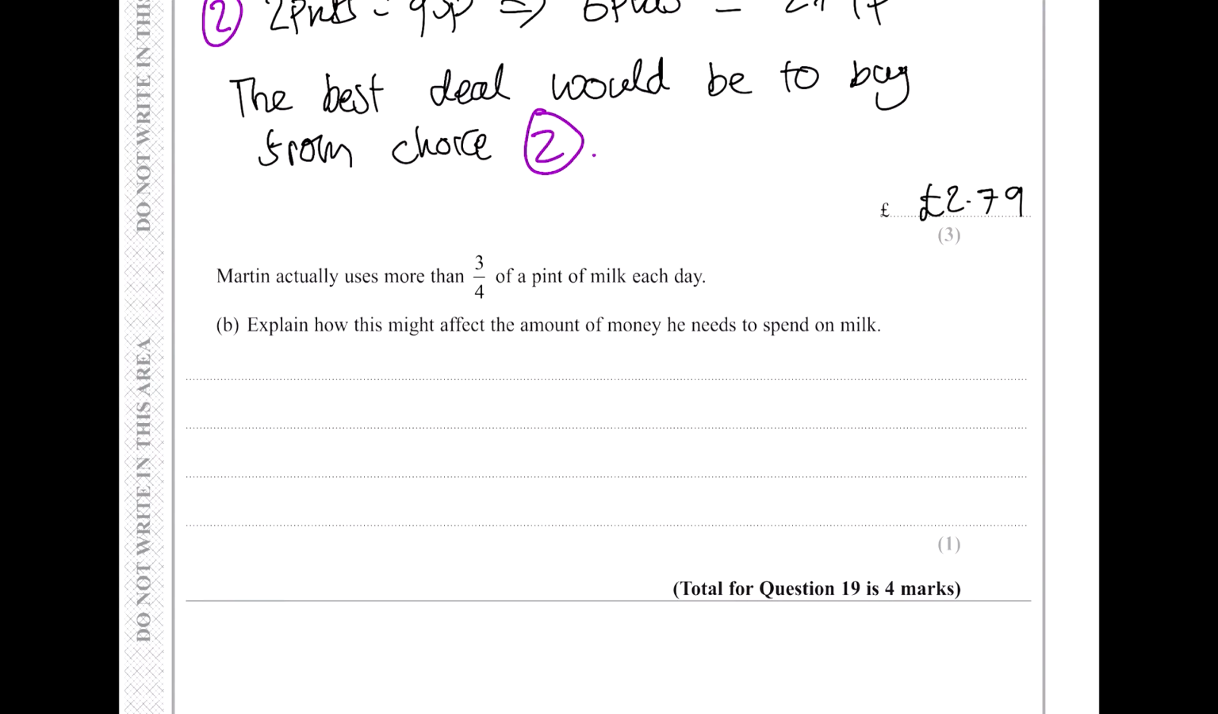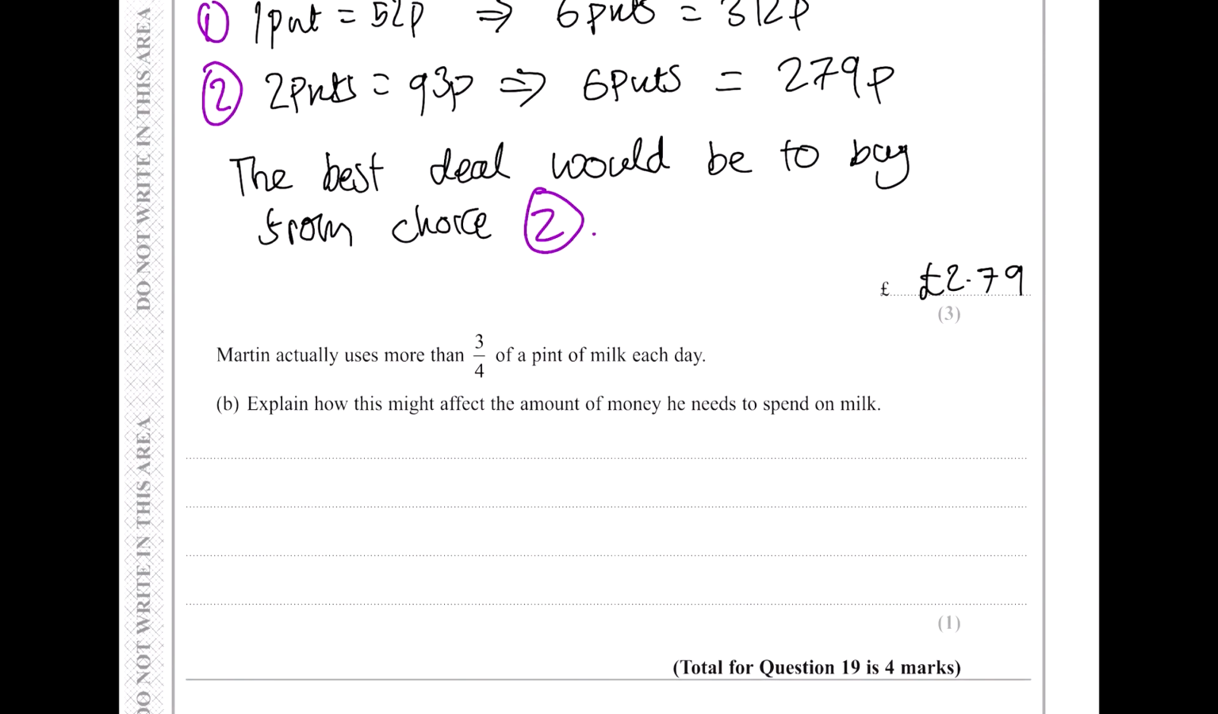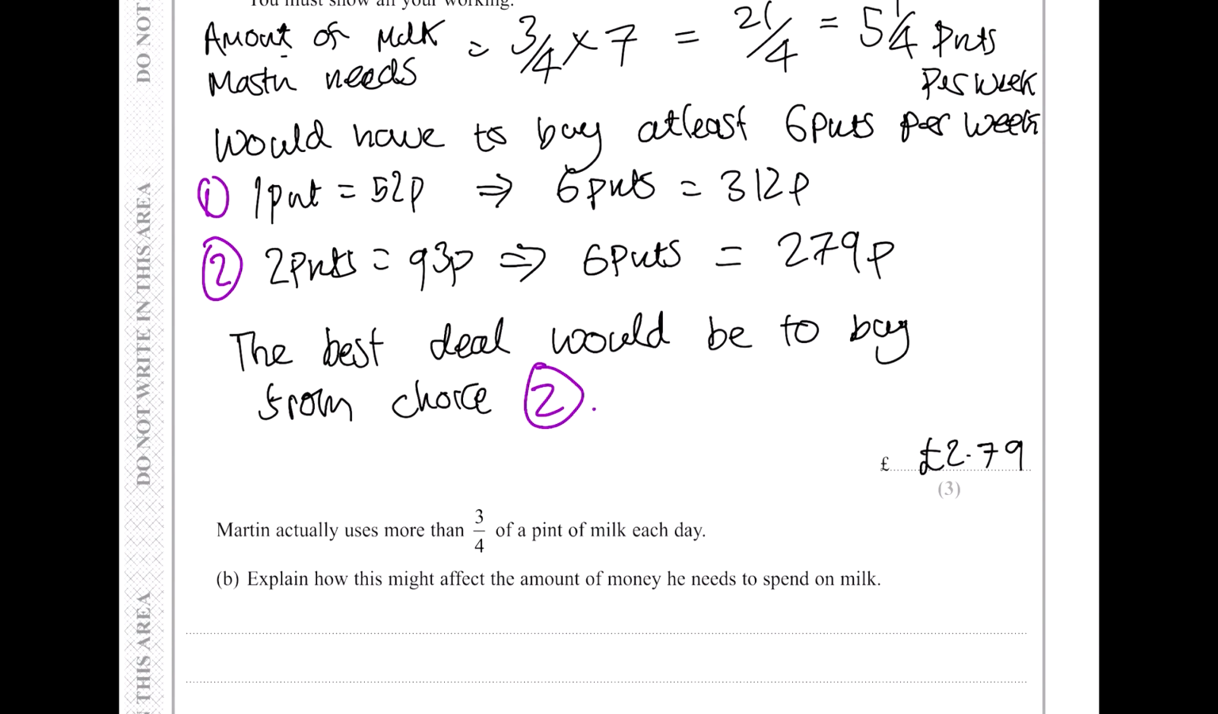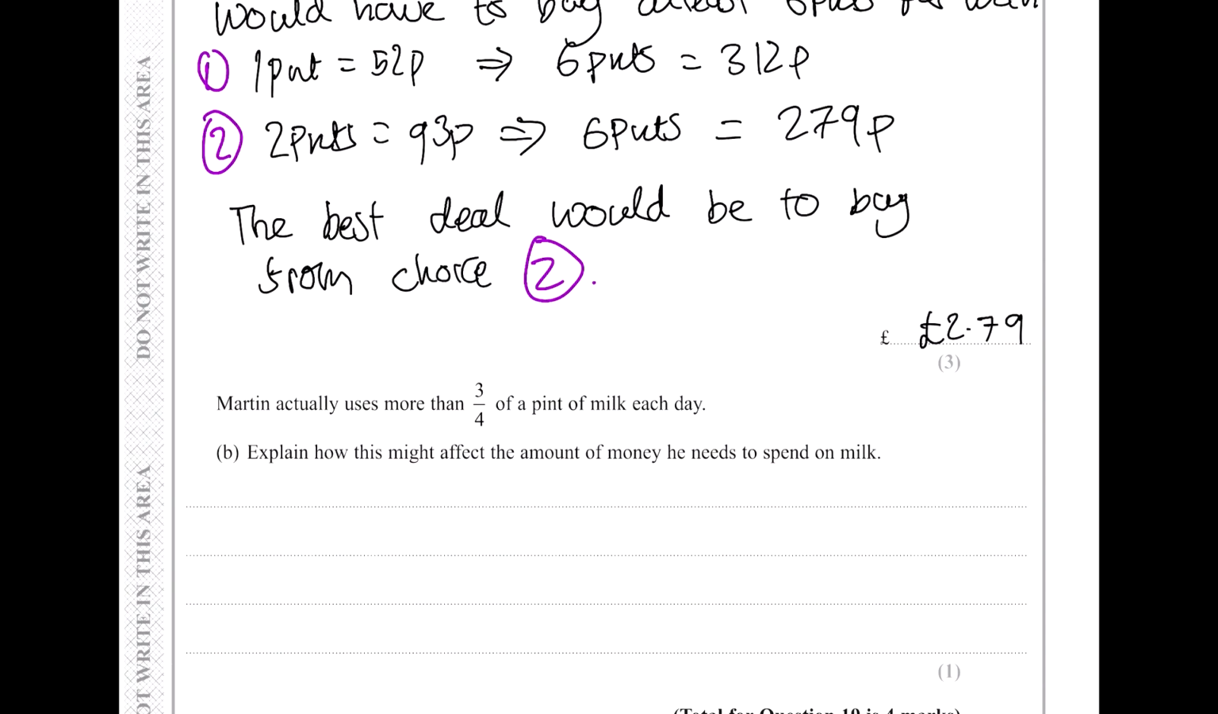So now it says Martin actually uses more than 3/4 of a pint of milk each day. How would that affect the money? Well, if he buys more than 3/4, that must mean that the amount of milk he would need would be bigger, because again, this number is increasing. So what that means is that he would have to potentially buy more milk, and it would cost more.